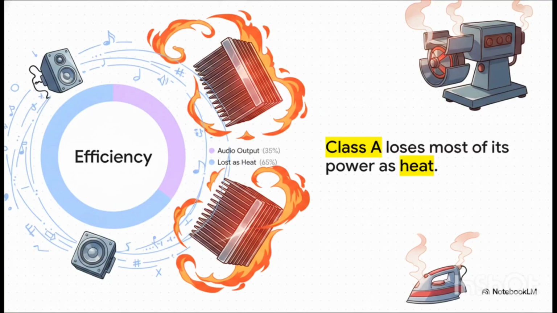But there's a huge catch, and this brilliantly illustrates the problem. Look at this power usage breakdown. At best, a Class A amp is only about 35% efficient. That means 65% of the electricity you pump into it doesn't make sound at all. It's just lost as heat.